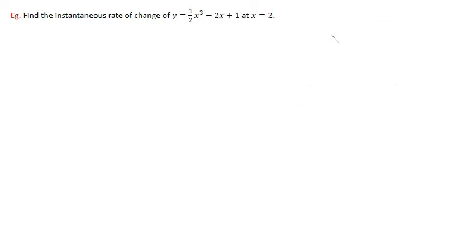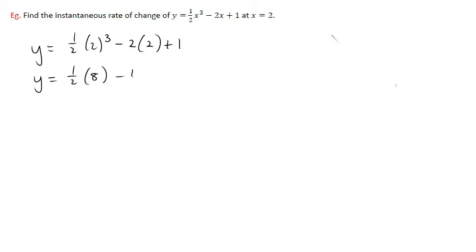So you decided like 2.1. Okay, so we're going to sub in x equals 2. So y equals, no, it's cube not square. Okay, so y equals 1/2 of 8 minus 4 plus 1. So half of 8 is 4, take 4 is 0, plus 1 is 1. So we've got the point 2, 1 on the line.